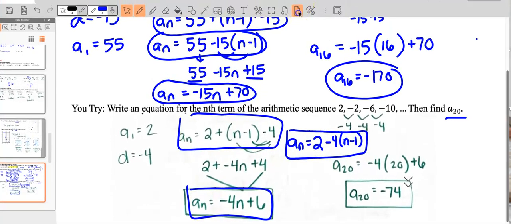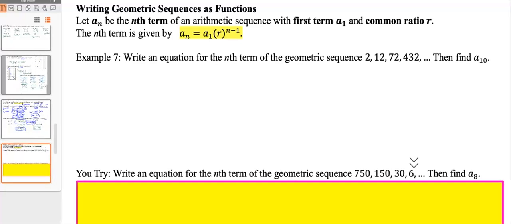So if you remember, geometric was exponential, and so our geometric function is going to look exponential. So again, let a sub n be the nth term of an arithmetic sequence. That should say geometric. Typo. With the first term, a sub 1, and then a common ratio, r. And so our equation is a sub n equals a sub 1, parentheses, r to the n minus 1. So again, n minus 1 is still in our problem, but it's in the exponent spot since I have a geometric function. So same two things. You need your first term, and then you need your common ratio for this problem.